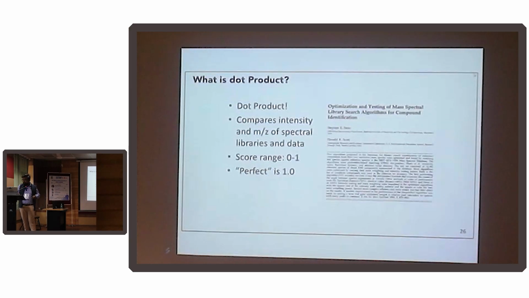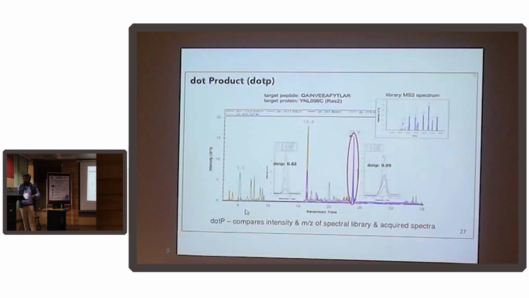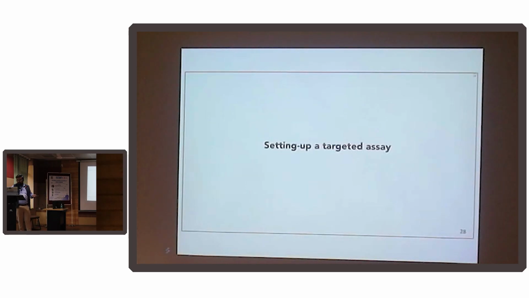1 is a perfect score. Nobody achieves that. But you see, these are 0.99, so you can go up to 0.99. This is 0.82. So these are the specific dot P values for this target protein RAS2. This is again the MS spectra showing the same.